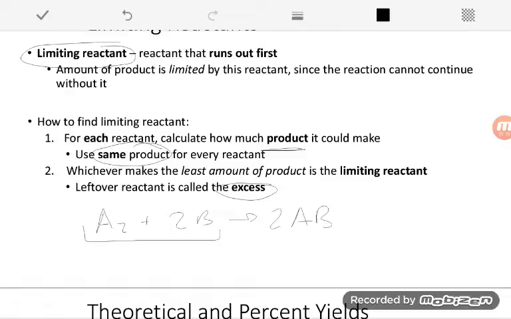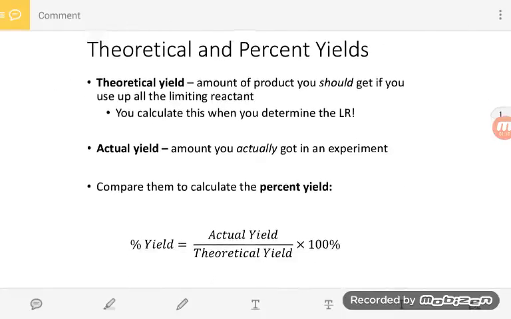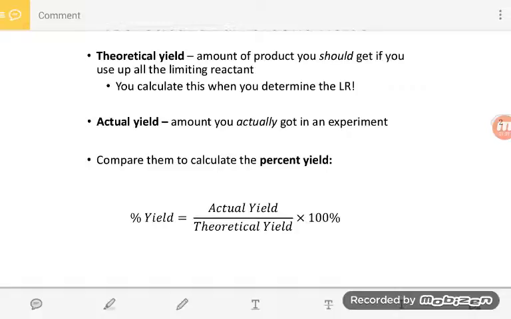When we do these limiting reactant problems, it also gives us some extra information. In calculating the limiting reactant, we also calculate what's called the theoretical yield. This is the amount of product we should get if we use up all of the limiting reactant. So we're going to see this come straight out of the problems that we're doing.